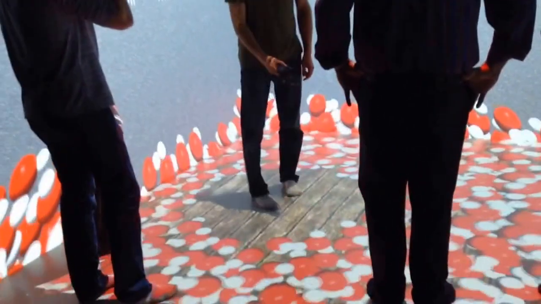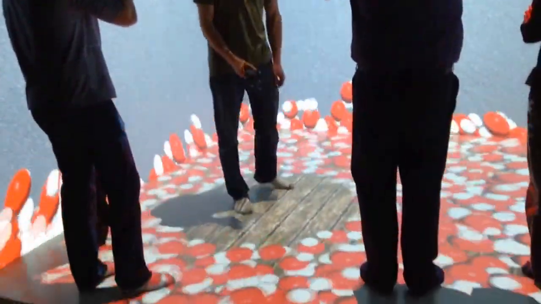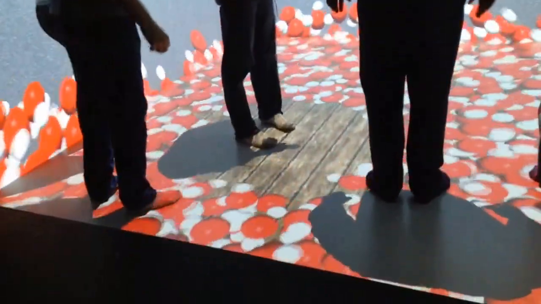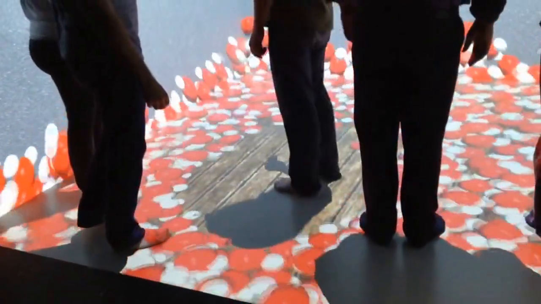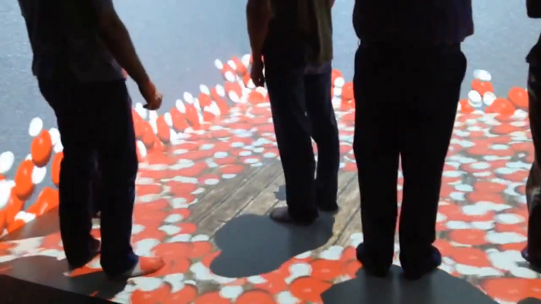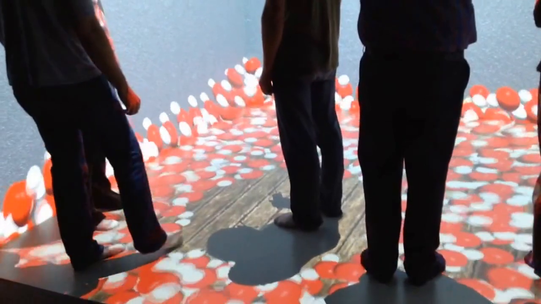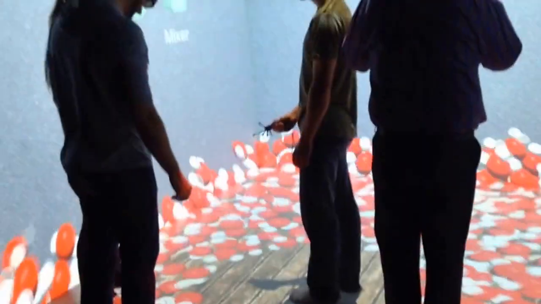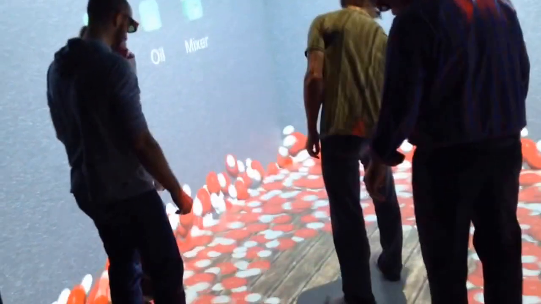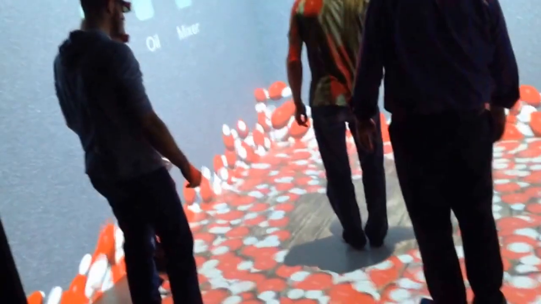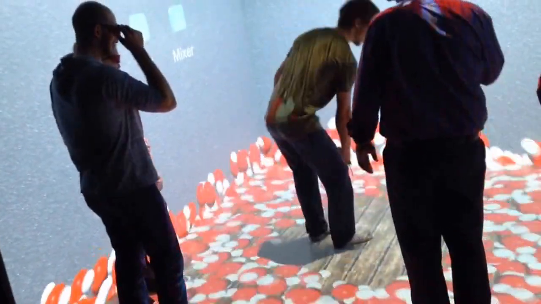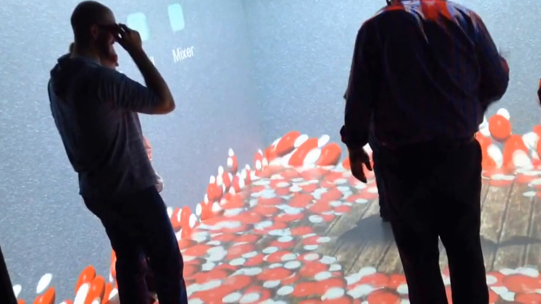Now what we've done is we've programmed each molecule to behave in a certain way. In this case, they're slightly attracted to each other just like real water molecules. Now you can also use your wand and bat through, and you can splash in the water. So he's actually playing in a pool of water molecules.